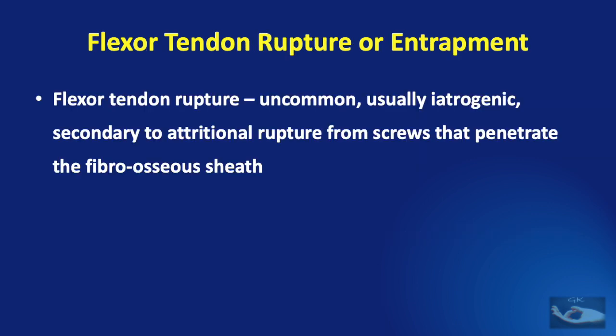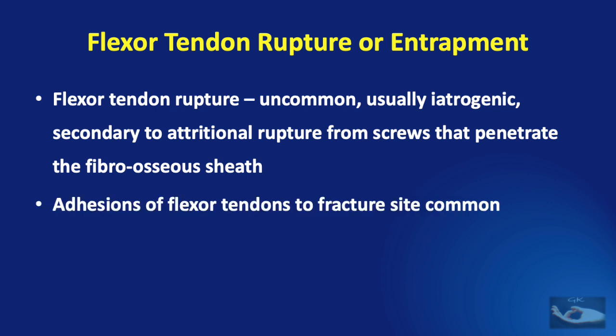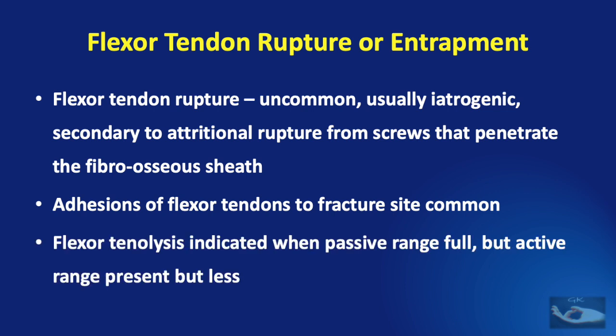Flexor tendon rupture is uncommon. It is usually iatrogenic, secondary to attritional rupture from screws that penetrate the fibroosseous sheath. But adhesions of the flexor tendons to the fracture site is quite common. Flexor tenolysis is indicated when the passive range is full but active range of flexion is present but less than normal.